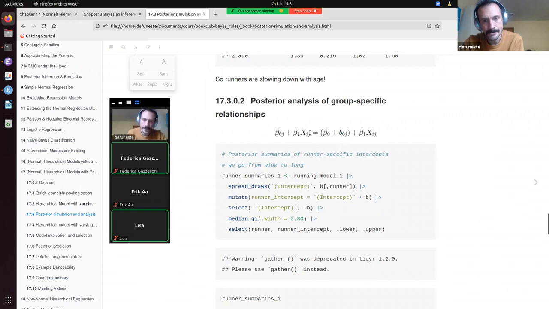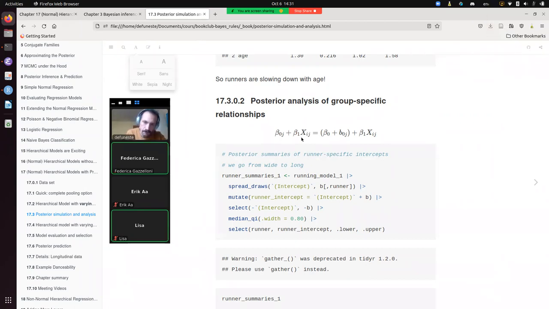Is it good? So see, this g is for runner. So it could be runner one, or it could be 12. So it would be runner 12. And we'll specifically focus on the intercept because this is what we are making fluctuate in this model. Because we're still keeping the beta one, which doesn't take into account the group.